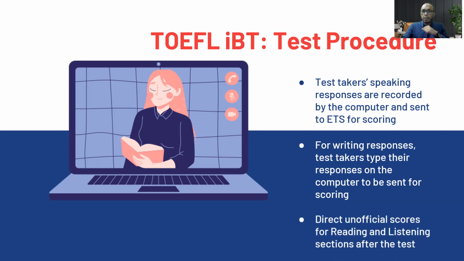Now, for the reading and listening section, since all of the questions are mostly multiple choice questions, or which already have their answers predetermined, so you will be able to see your direct score after the sections. Okay, but this will be, of course, unofficial. For the official ones, you need to wait for the official score released by ETS. And this will include not just your reading and listening scores, but also the speaking and writing.